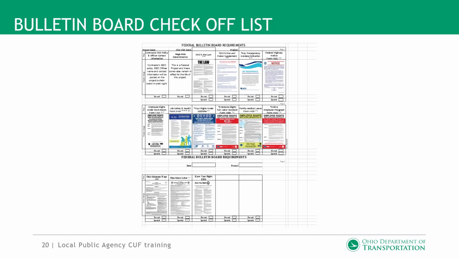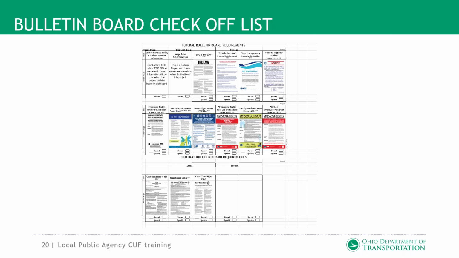The prime contractor must have their EEO policy and EEO contact information on their bulletin boards and the federal wage rates that are in effect. And that is included in your bid template documents when you are letting your projects. So those wage rates must be posted and visible for all employees to be able to see. The rest of the posters are federally required or state required, and you just check the box underneath that you did visually see those posters.